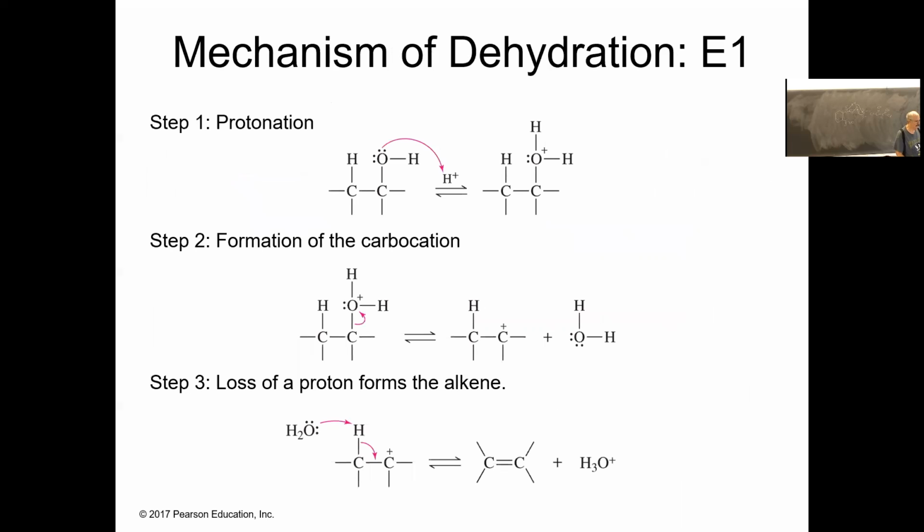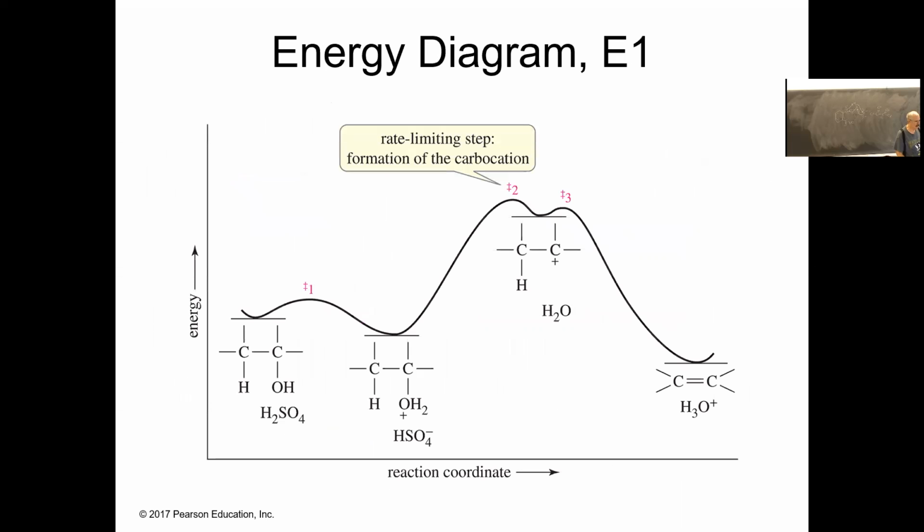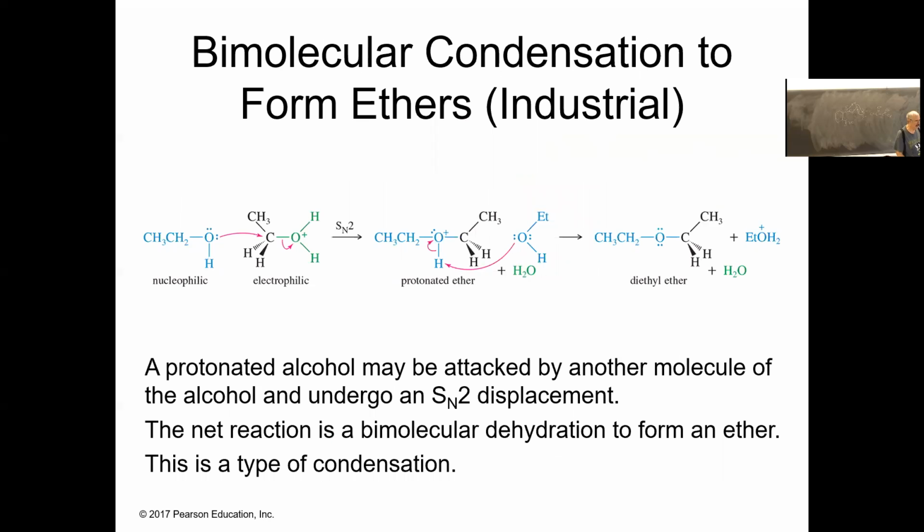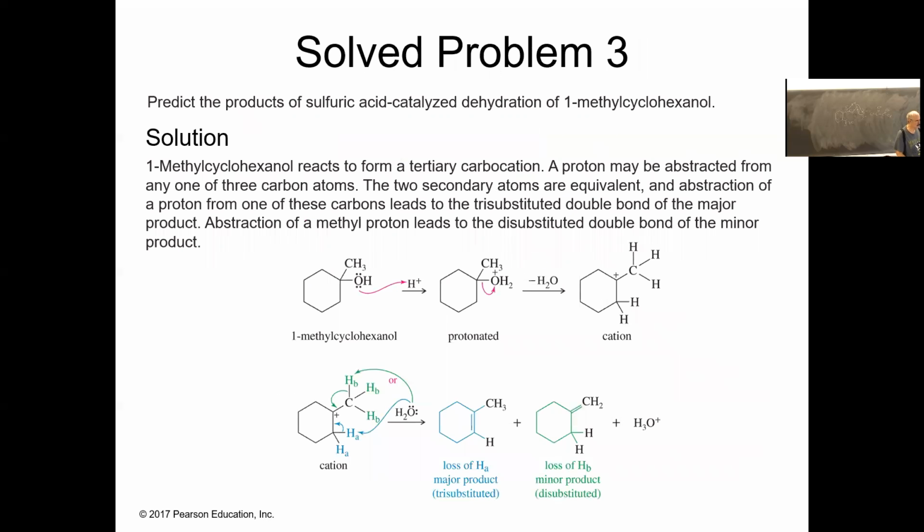So this is the general mechanism for dehydration by E1. This is the reaction profile. The rate limiting step is the formation of the carbocation, heterolysis, water leaving. And next time we'll look at bimolecular dehydration.